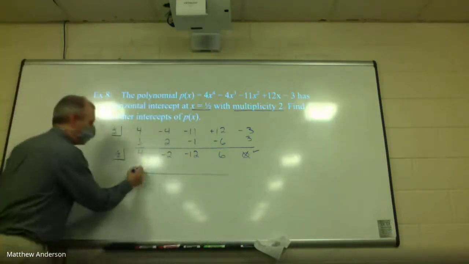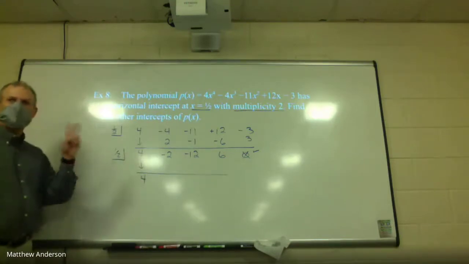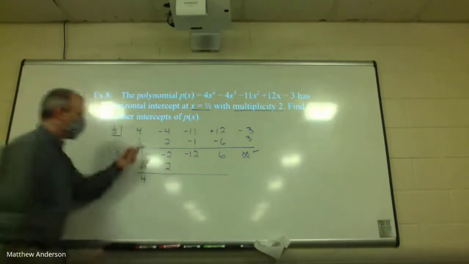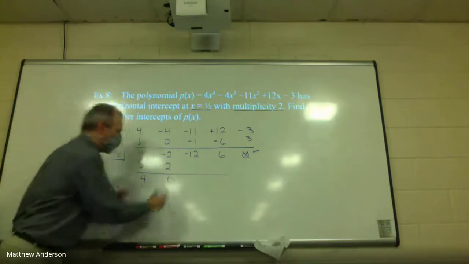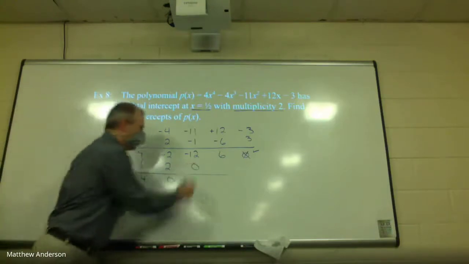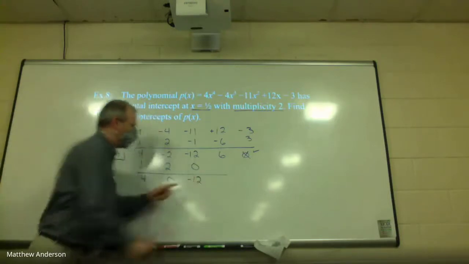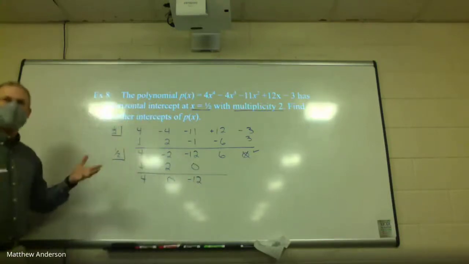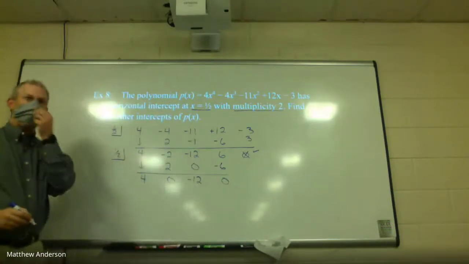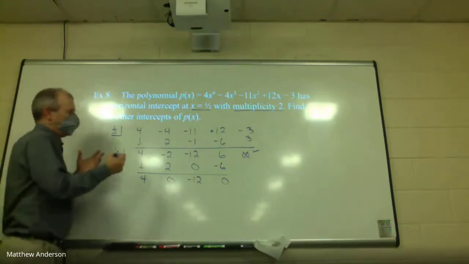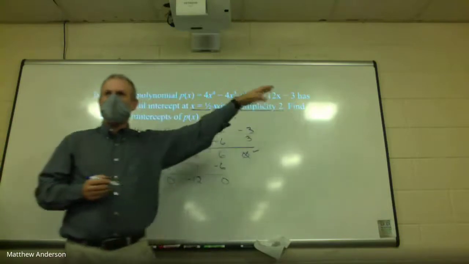So same idea, right? Bring down the 4. 4 times 1/2, we already said is 2. Negative 2 plus 2 is 0. 0 times 1/2 is still 0. Negative 12 plus 0 is negative 12. And then again, negative 12 times 1/2, half of negative 12, negative 6. And notice what we get. We get 0. Okay? Which we knew, again, they told us this was going to happen. They told us it would work twice.